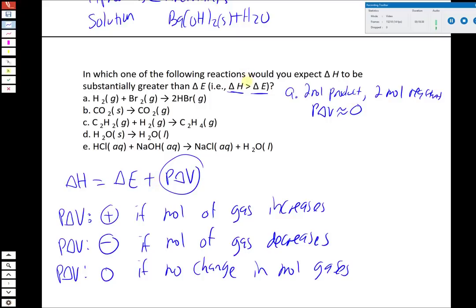We're looking for the one where delta H is greater, which means we need to have a positive P delta V. That's what we're looking for. So this one is going to have a P delta V very close to 0, so we're going to eliminate that one.